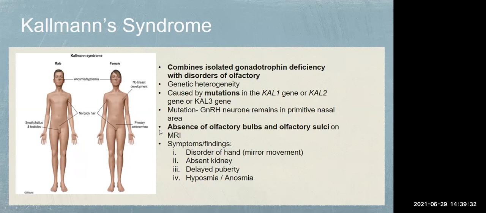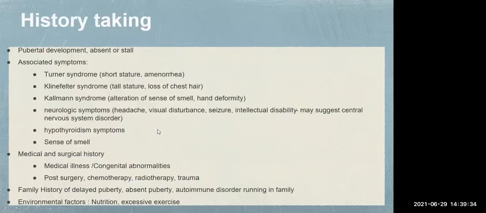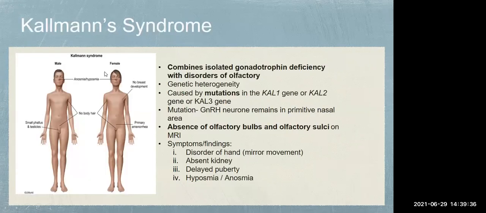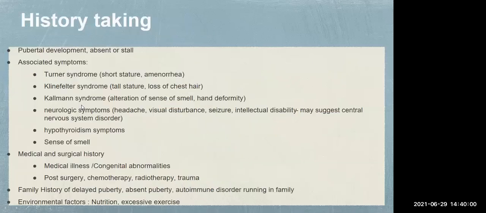So these are the features. In females, there will be no breast development, and from history we can get that the patient has primary amenorrhea with no body hair. For males, there will be no body hair and small phallus and testicles. So that's all regarding the causes.